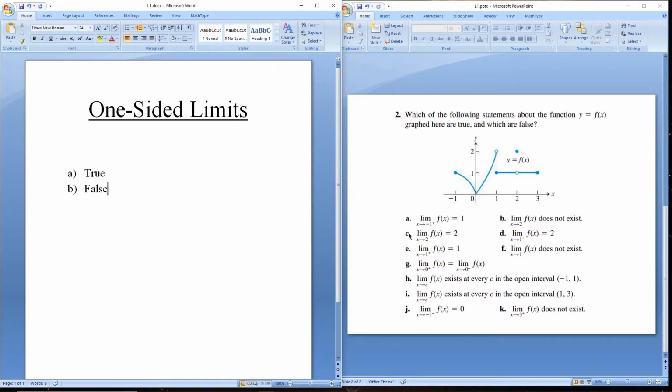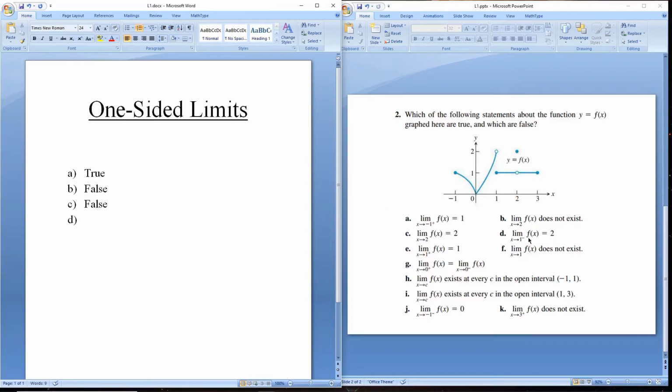So let's check out C. We want to know, again, a two-sided limit. As we approach 2, is this limit 2? Well, we just talked about that. This limit is actually 1. 2 is where this point is, and then the limit never just jumps to that point. So is that limit 2? No. The limit is 1, and so that is false.